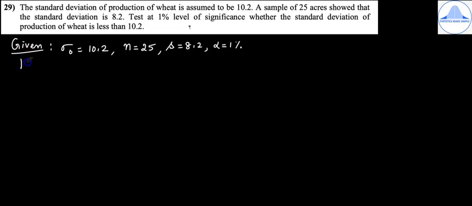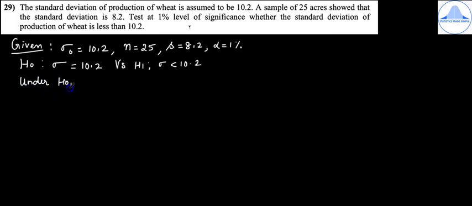Next, let's write H naught. The general format is the population standard deviation is sigma naught, that is sigma is equal to sigma naught. So let us keep it simple. You can write sigma is equal to 10.2 versus H1. Because of the word less than, it will be a left-tailed alternative, that is sigma is less than 10.2.